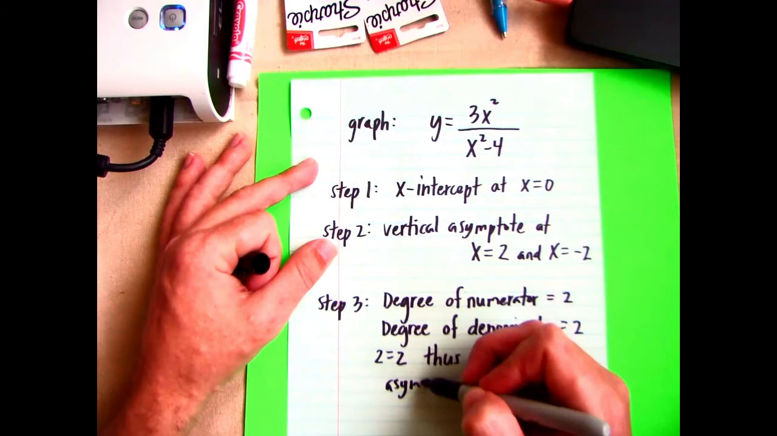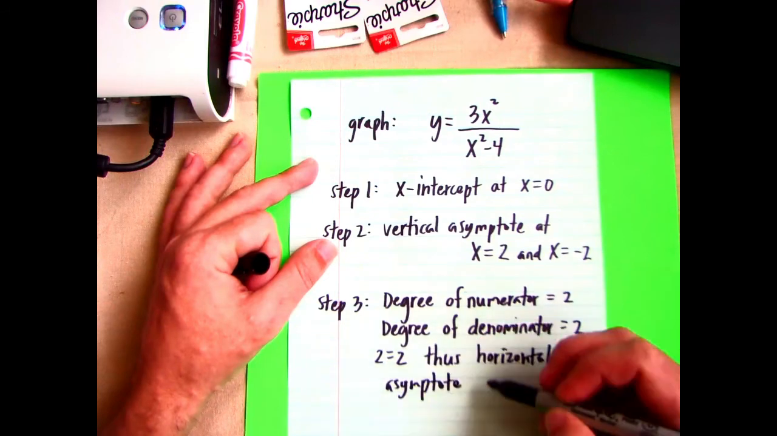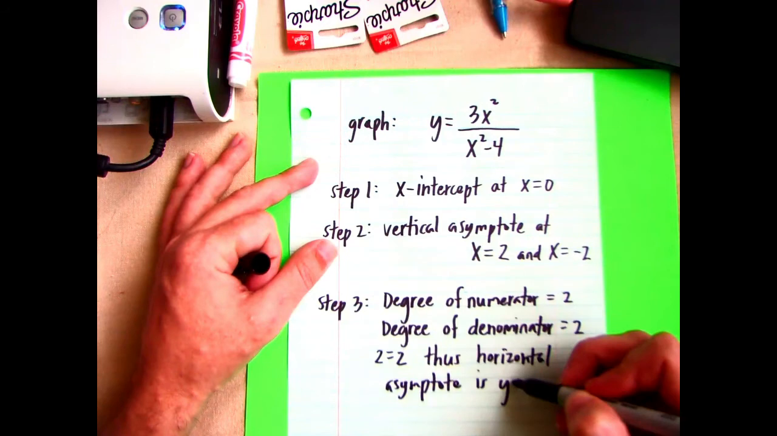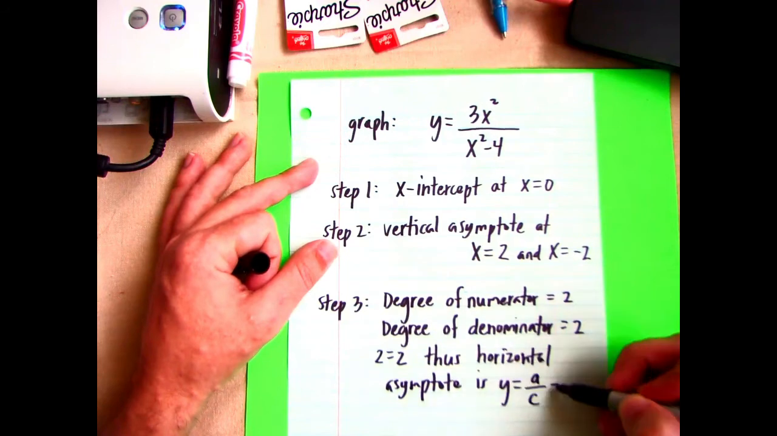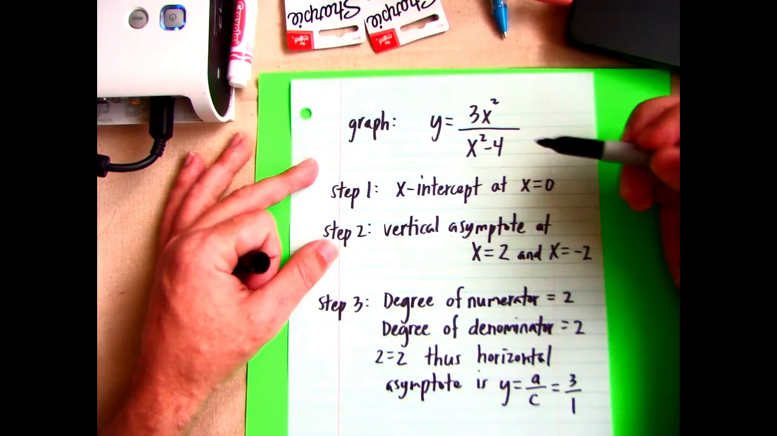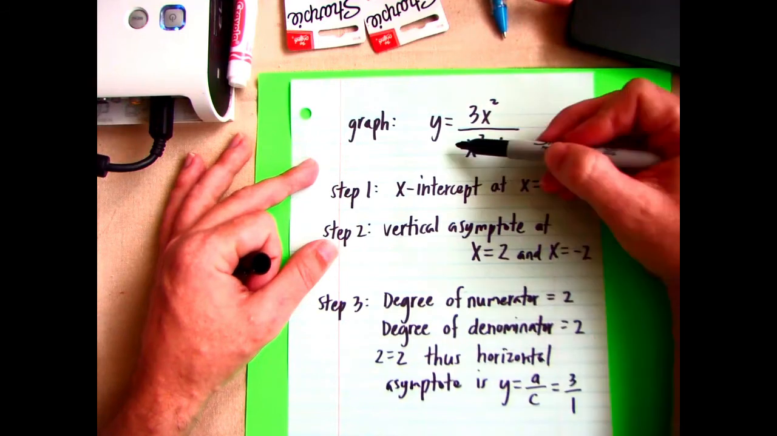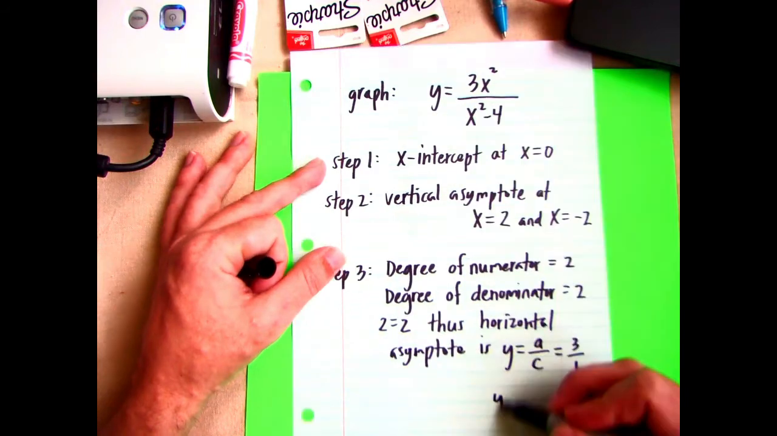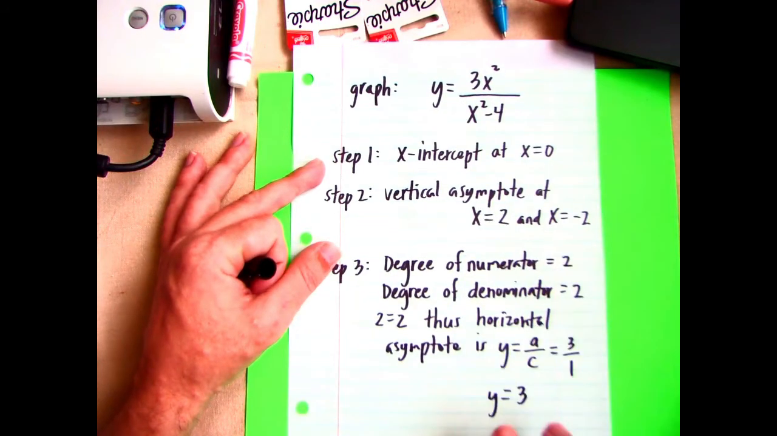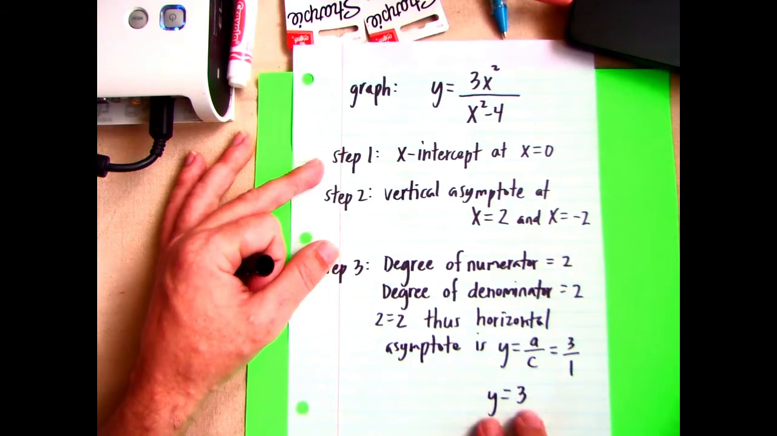So with steps 1, 2, and 3 done, we have a construct for our graph. We're going to be able to draw in these asymptotes, these intercepts, and have a structure for how our graph is going to look. The asymptotes are going to come in handy because our graph is basically going to work around those asymptotes.